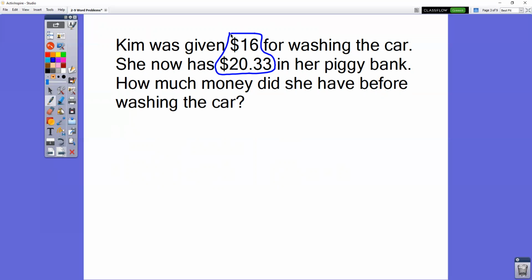So normally what you would do is, she was given $16, she now has $20.33. What you would normally do is subtract to solve it. So you want to actually set up a one-step adding equation. You always want to set up the opposite. So you have the money that she had before she started. She was given $16, and now she has $20.33. So this would be the one-step adding equation that you would have to set up, because we said normally you would subtract to solve to figure out how much she had before she got the $16.